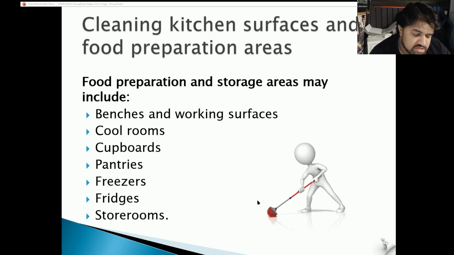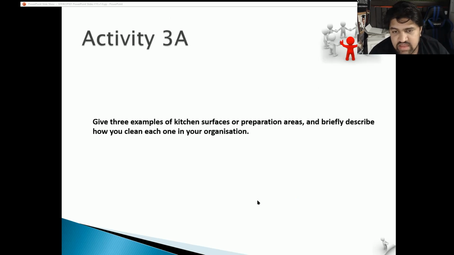So the storerooms could be dry storerooms, could be for veggies that are dry, could be for large stock, things like that. So give 3 examples of kitchen surfaces or preparation areas and briefly describe how you can clean each one of them in your organization.